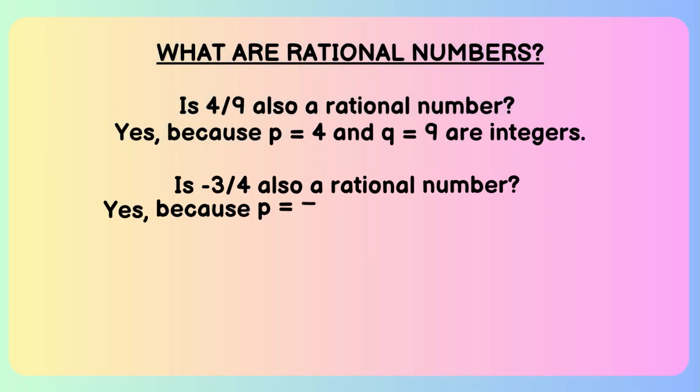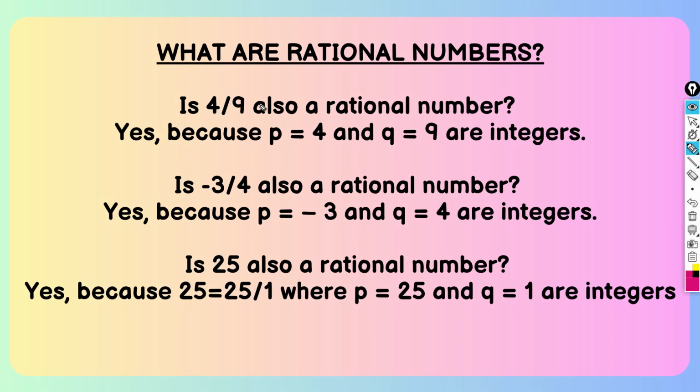We'll do this by taking some examples. Let us take 4 by 9. Is 4 by 9 a rational number? Yes, because 4 by 9 is in the form of P by Q, where Q is not equal to 0. Here both 4 and 9 are integers. So 4 by 9 is a rational number. Is -3 by 4 a rational number? Yes, because -3 by 4 is in the form of P by Q, where -3 and 4 are integers and 4 is not equal to 0, that is Q is not equal to 0. So -3 by 4 is a rational number.